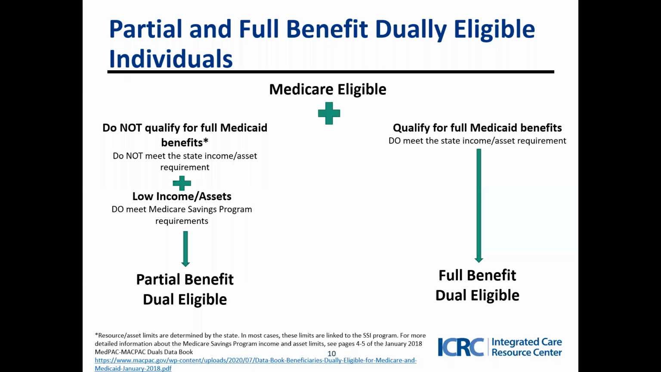a partial benefit individual qualifies for Medicare, does not meet their state Medicaid eligibility requirements, but does meet the qualifications for Medicare Savings Program benefits. Through Medicare Savings Programs, an individual can get coverage for their Medicare premiums and sometimes cost sharing, but they will not get full wraparound Medicaid coverage. Next slide, please.